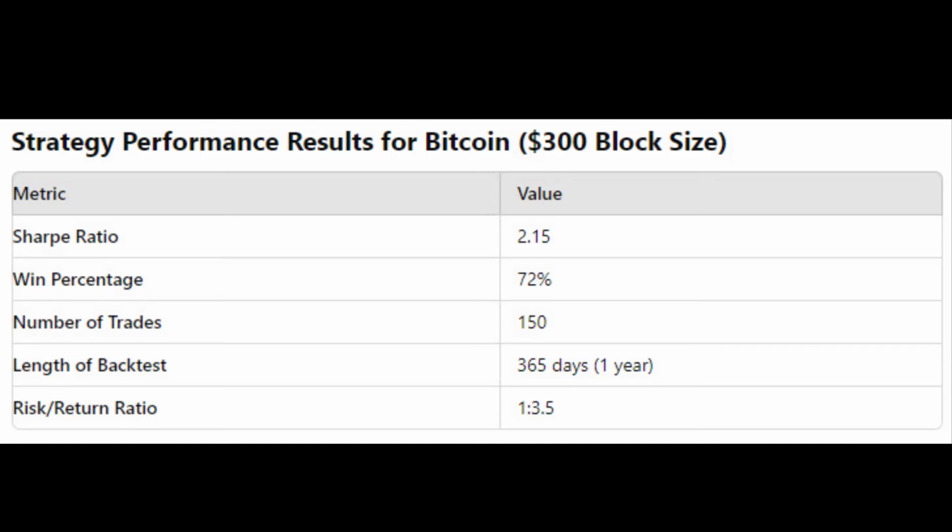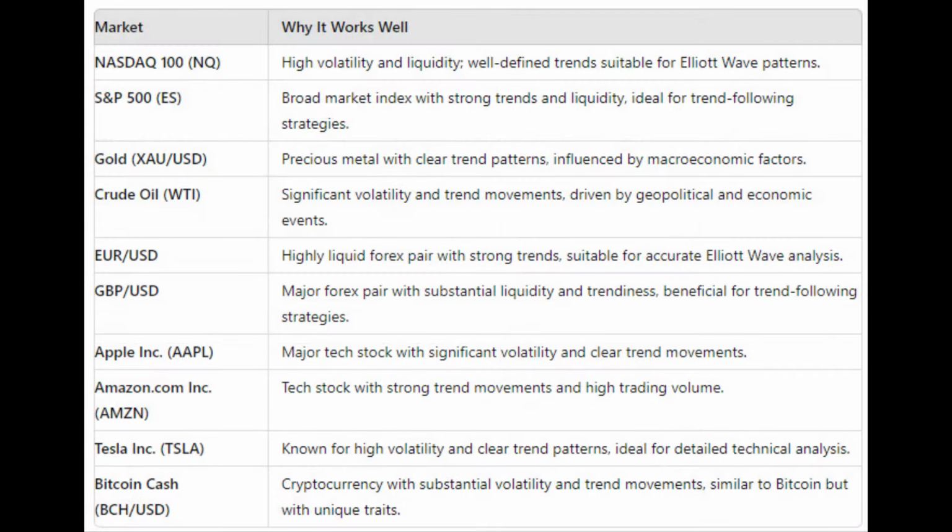But what other markets did I test on that also worked well? So I put this table together of 10 other markets, including Bitcoin Cash, as you can see at the bottom into this table here, with the reason why they should work by those markets. Now I did test them and got results around the band of the Bitcoin sort of numbers. Maybe the win percentage dropped to the mid to lower 60%s. Sharpe ratio looked consistent. Risk return maybe between 2.9 and 3.5 to 1.